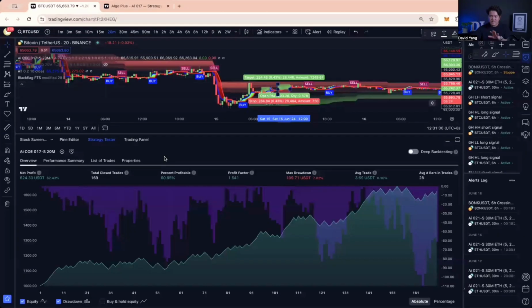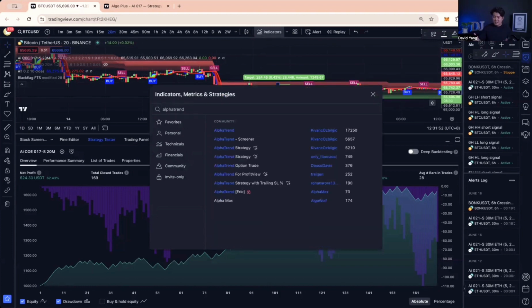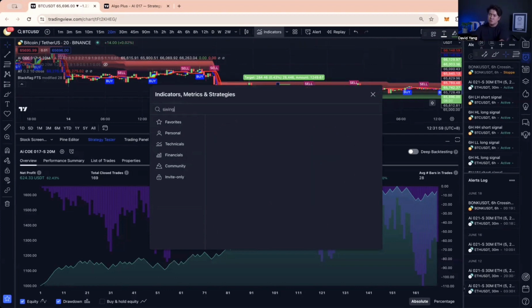Let's come. First of all, what indicator is it? I'm using AI017 Algo Plus, and this strategy I already made into a strategy so that I can play around with it. But before that, what indicators am I using? First thing first, we go to indicators, we type Alphatrend, with 17,250 users, which is really high for one indicator. Next, I'm using the Swingarm ATR trend indicator. What is this indicator? This is for you to find the trend. If it's a right trend, only then go to entry.